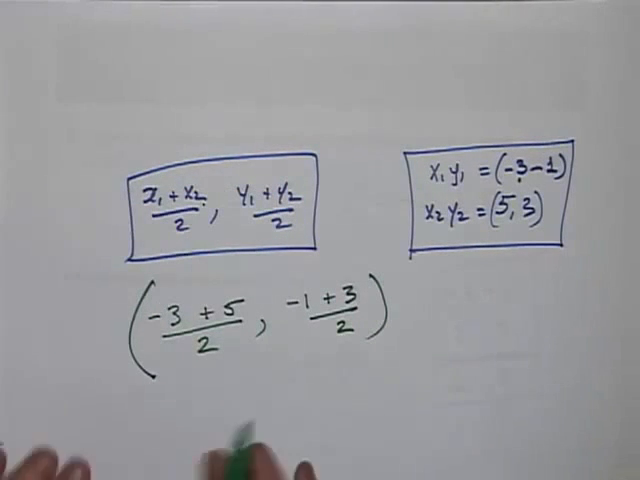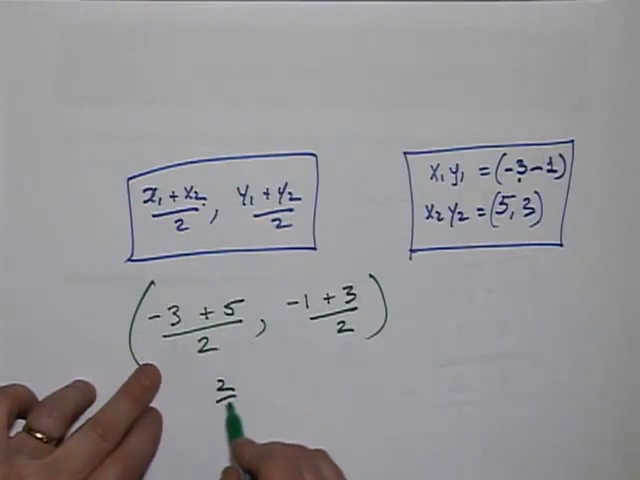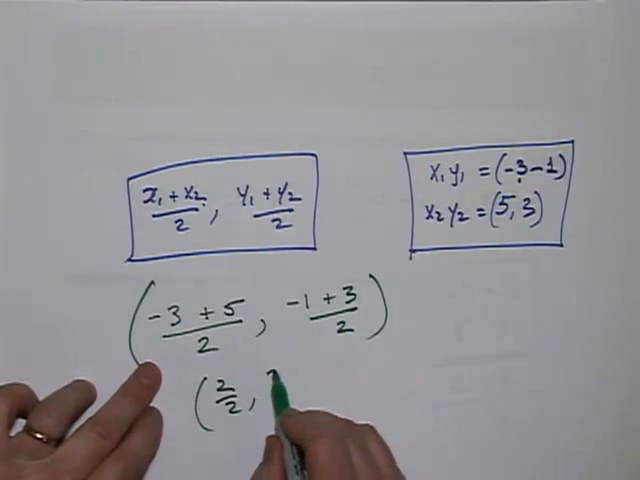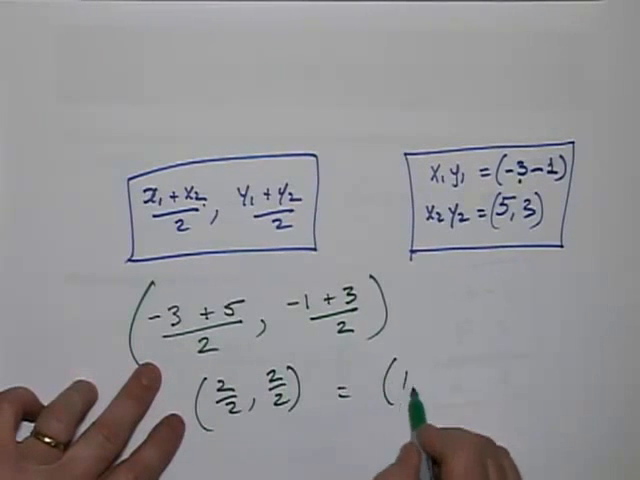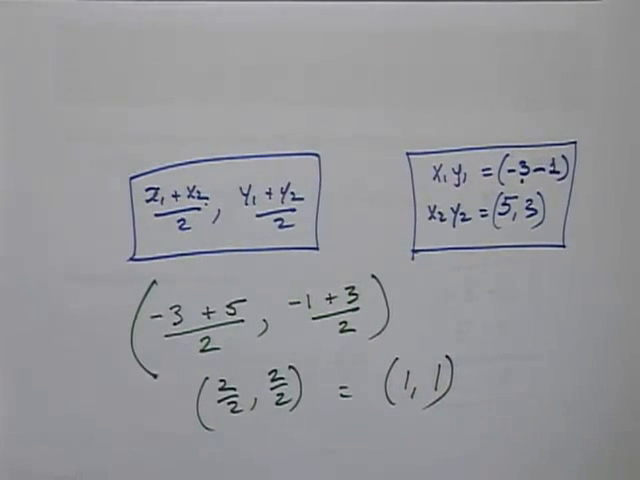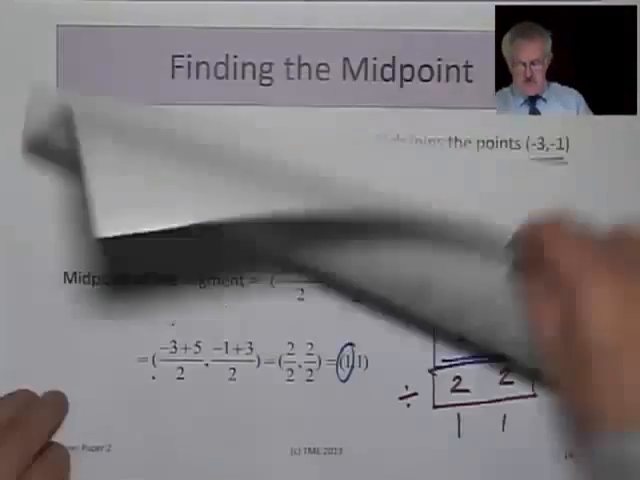Now it's just, okay, minus 3 plus 5, that's 2 over 2. Minus 1 plus 3, that's 2 over 2. Let's simplify those, that's 1, 1. So there's so many different ways of doing that, but you've got the midpoint and it's done.